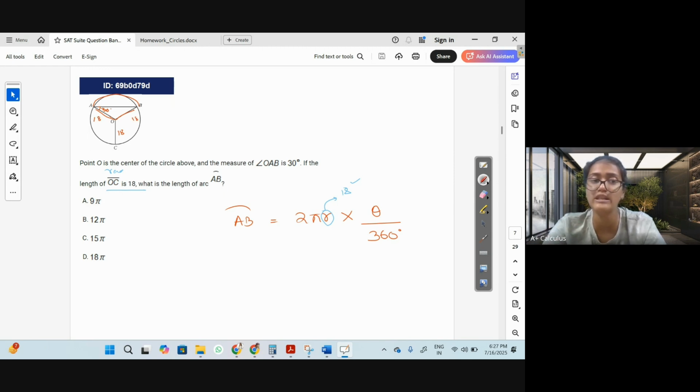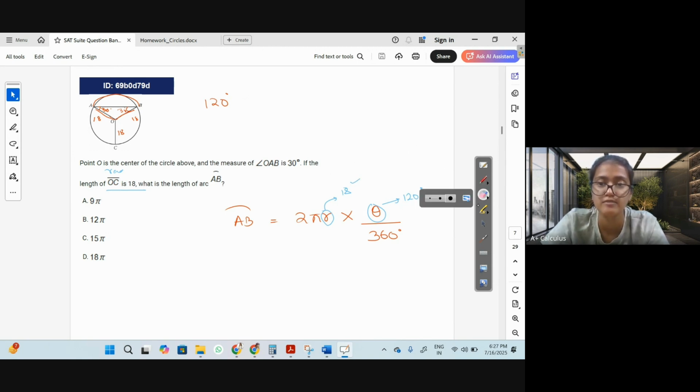And that's really not needed. Then this angle will also be 30 degrees, and so the angle AOB will be 120 degrees. So you know the value of theta, that will be 120 degrees. So you just substitute the values and you'll get the answer.